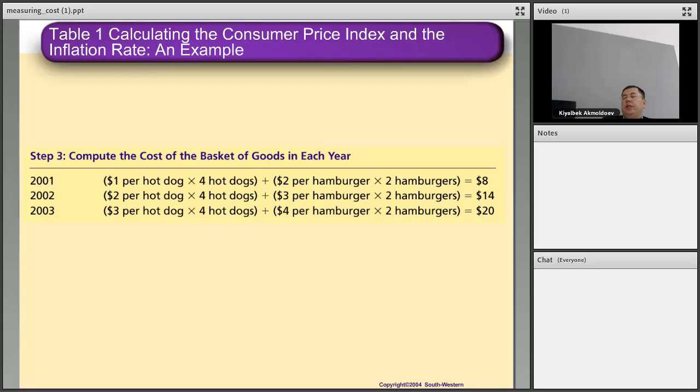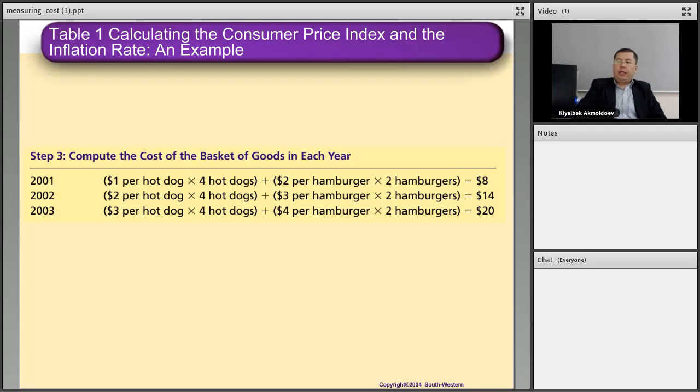So we see an increase. To buy the same amount of goods and services, how much money do we need to spend? This question is answered by whom? By CPI, or Consumer Price Index. This is important, ladies and gentlemen. Now, so we see 8, 14, and 20. So we have calculated the cost of the basket.